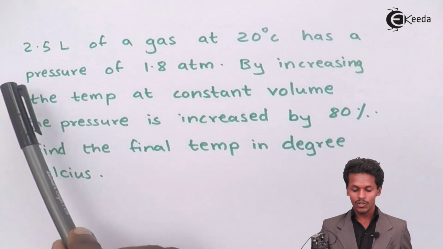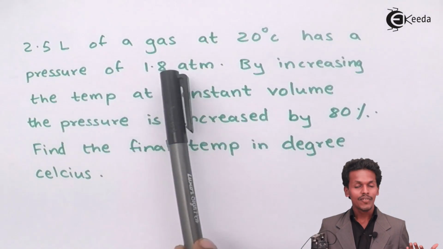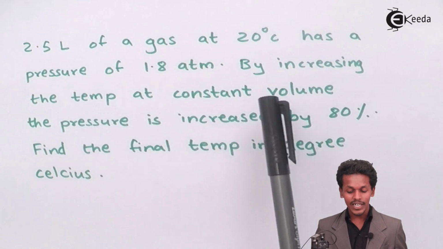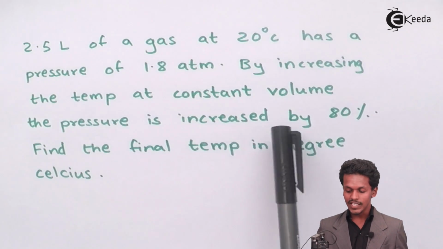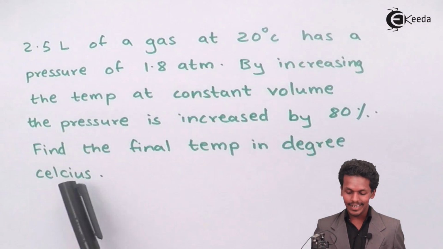They have said that 2.5 liter of gas at 20 degrees Celsius has a pressure of 1.8 atmosphere. By increasing the temperature at constant volume, the pressure is increased by 80%. Find the final temperature in degrees Celsius.